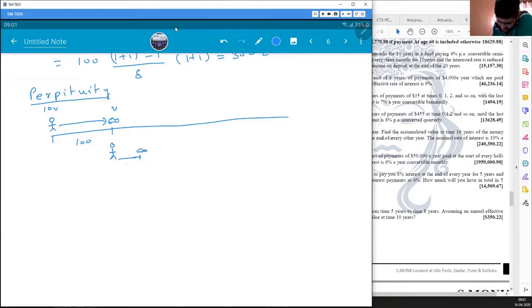Tortoise has run 10 more meters. Okay, because Achilles is 10 times faster than the tortoise. Then Achilles runs this 10 more meters, but at that point, the tortoise has run 1 more meter. Then Achilles runs that 1 more meter. Then the tortoise has run 0.1 more meter. Achilles runs that 0.1 meter. Tortoise has run 0.01 meter more, and so on.